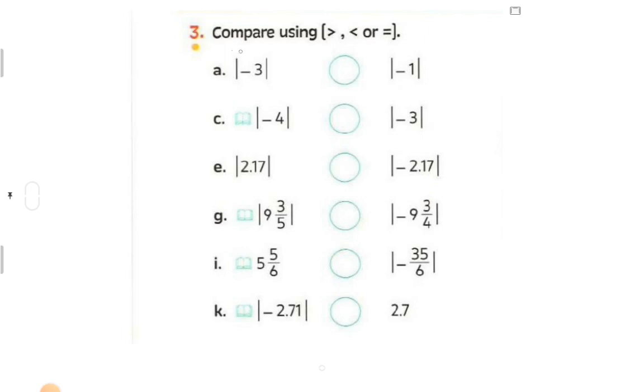Compare. Absolute value of negative 3 equal 3. Absolute value of negative 1. Okay, 3 greater than 1. Absolute value of negative 4. Absolute value of negative 3. Of course, 4 greater than 3. Absolute value here is itself, and here without the negative, so it's equal.